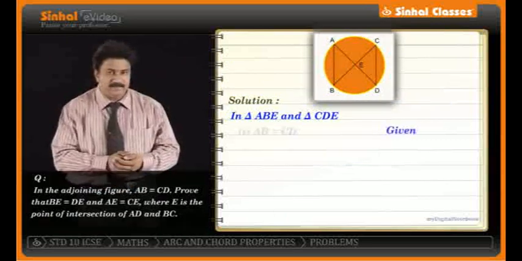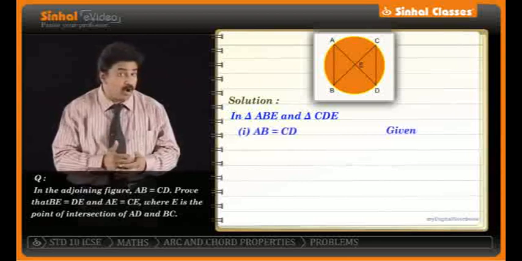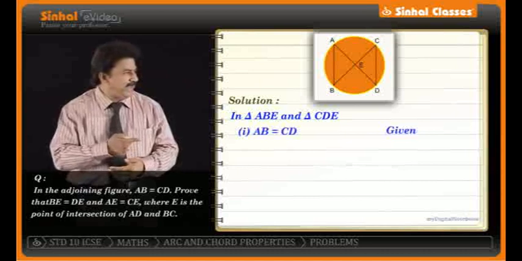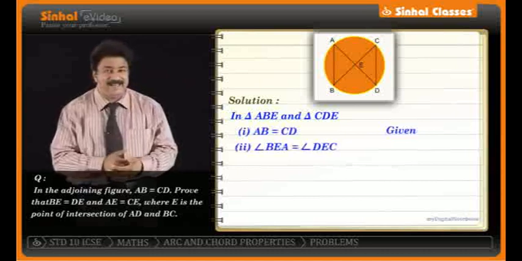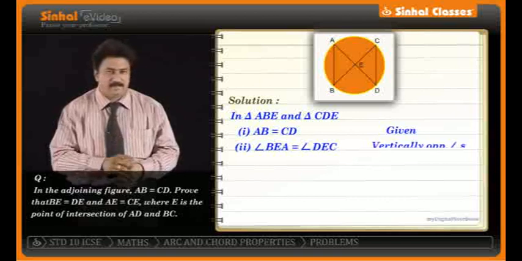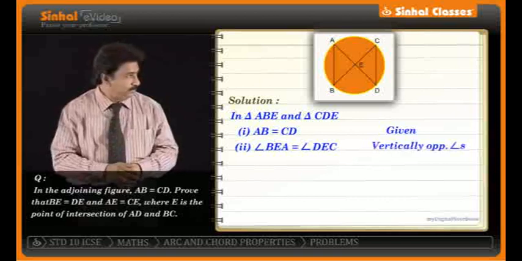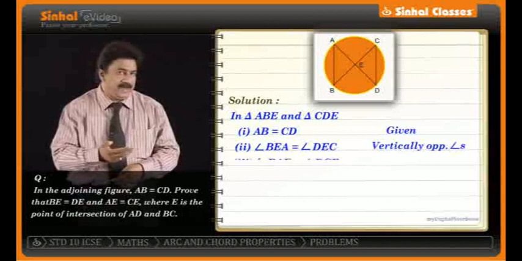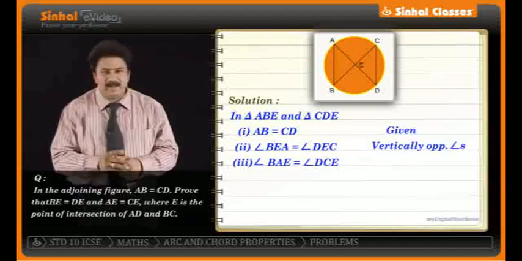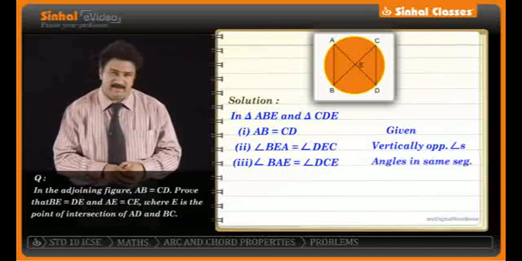AB is equal to CD? Yes, that is already given to you. The two chords are equal. What else? You get angle BEA is equal to angle DEC. What's the reason for this? Vertically opposite angles. And one more, what is given to you? Angle BAE is equal to angle DCE. That is nothing but angles in the same segment.